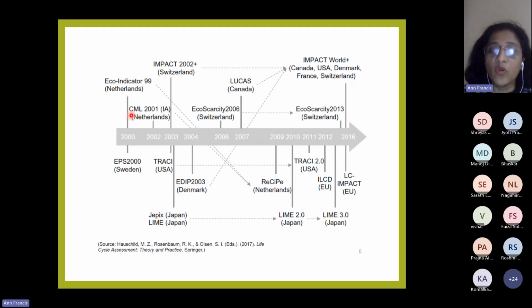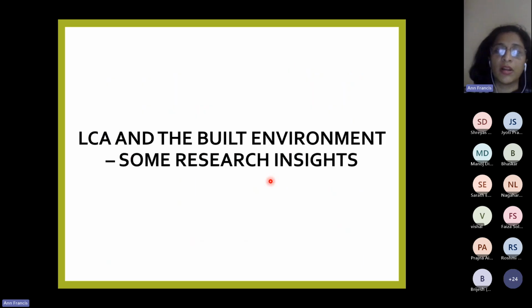Then this is again about the difference. You have numerous methods for impact assessment developed across the years. ReCiPe was developed in the Netherlands, and SimaPro software and others are also from the Netherlands. So this is again a well-developed method.